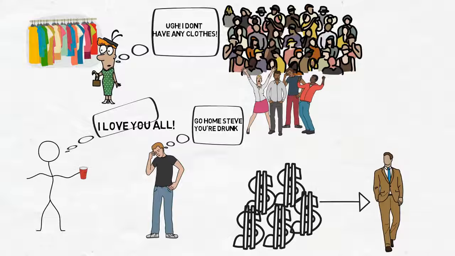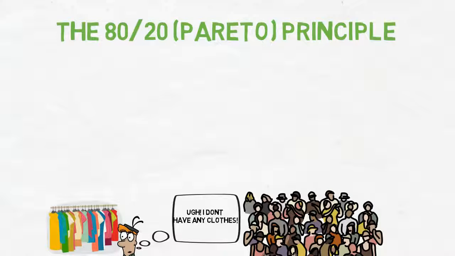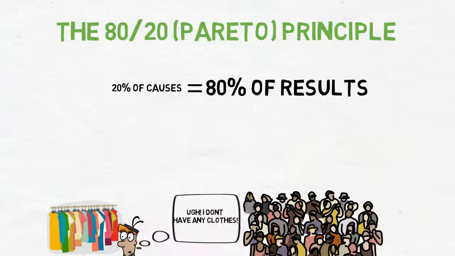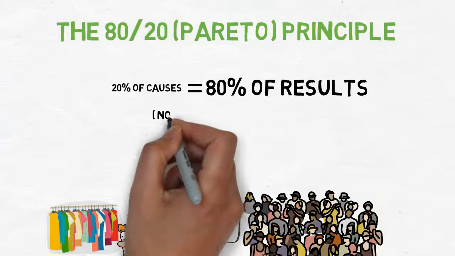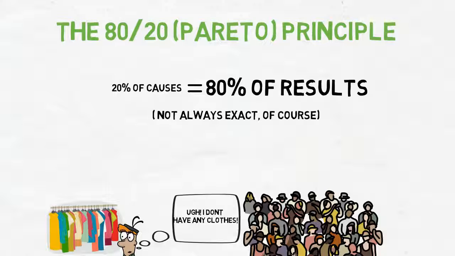Okay, I'm sure you're noticing a pattern here. This is called the 80-20 or Pareto principle. And the principle says that about 80% of your results will come from 20% of the causes. If you look around, pretty much everything follows this principle. Of course, the numbers can and will vary, but the principle will be the same.